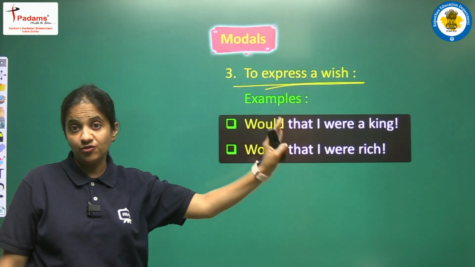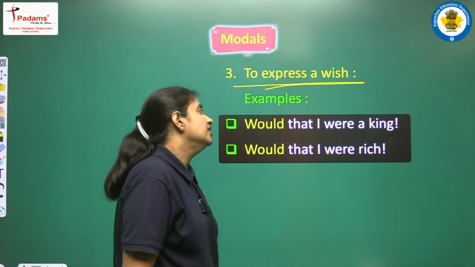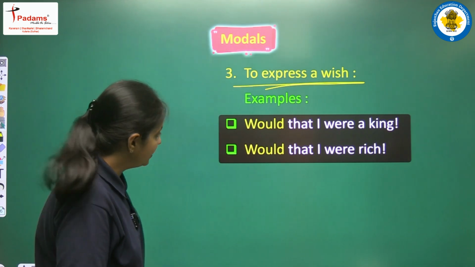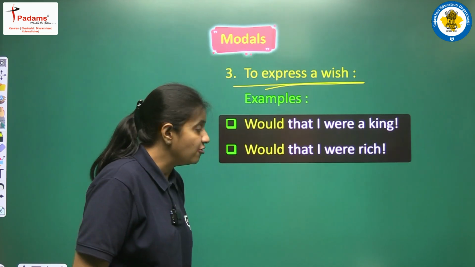So what will be the structure of the sentence? So let's see the examples. The first example is, would that I were a king. Second example, would that I were rich.